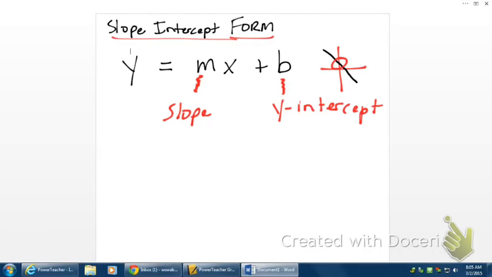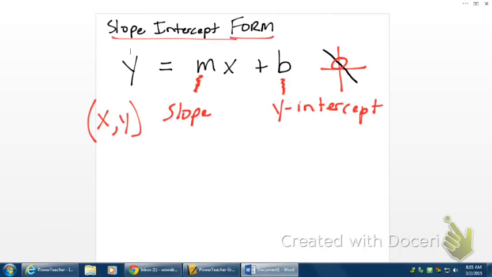Okay, let's talk about the x and y. Well, that's pretty simple. x and y just stand for the x and y values. Like if you had a coordinate for x and y, that's what that is. So your x value would be substituted in for x, and your y value would be substituted in for y. That's just your x and y coordinate.